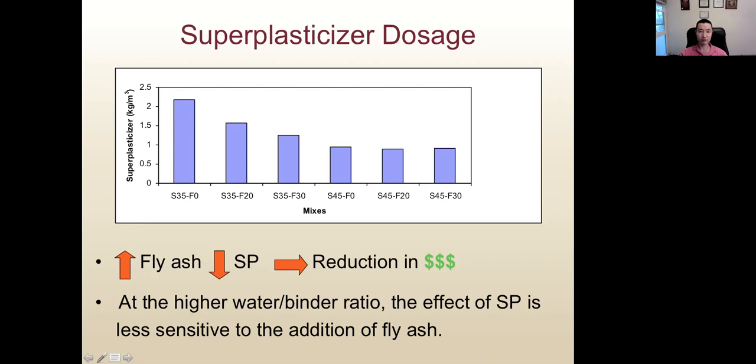What we can see is if we increase the percentage of fly ash, we need less superplasticizer to achieve the same workability. That means we save money on superplasticizer. Also, at a higher water to cement ratio, the effect of superplasticizer is less sensitive compared to concrete with a lower water to cement ratio. This is just an example.